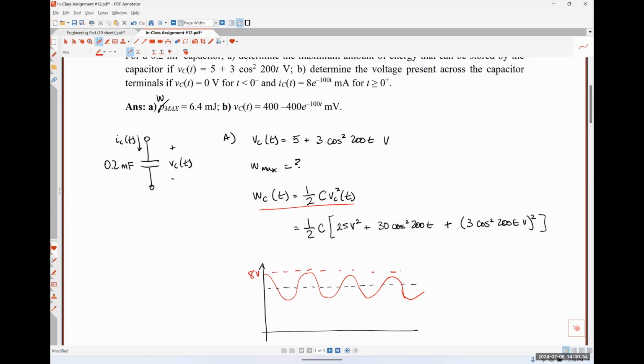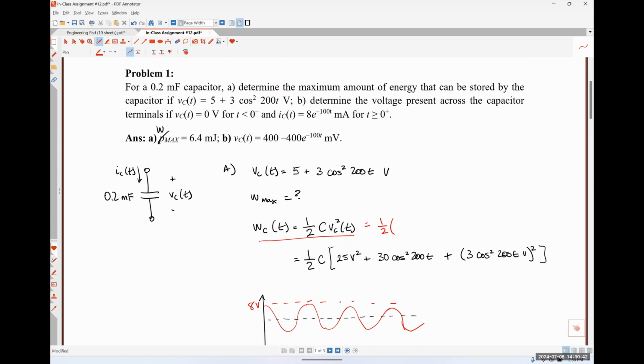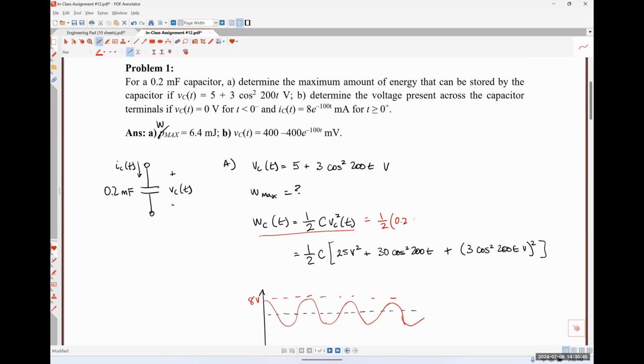And from this, we could say that we're going to have 1/2. So let's see, C was 0.2 times 10 to the -3 amp second per volts times 8 volts squared. So the volt squared over volts is going to get rid of this guy down here. So we're going to have amps times seconds times volts, which is the same thing as a joule.